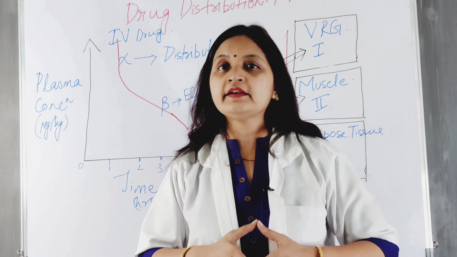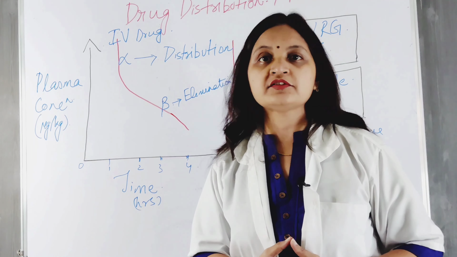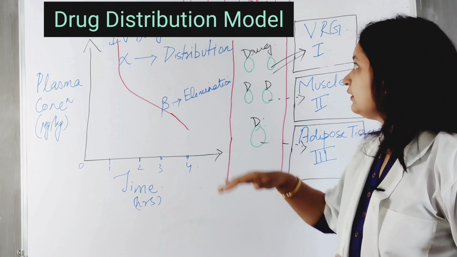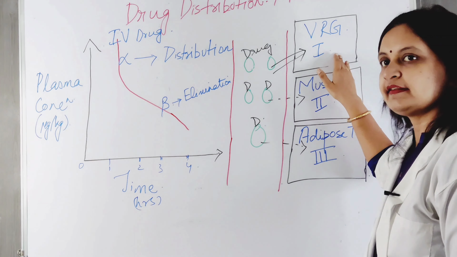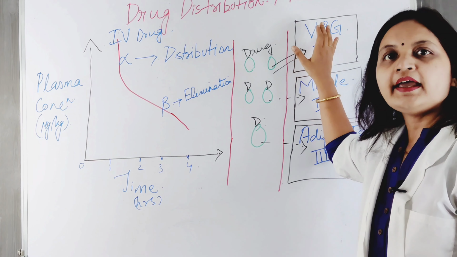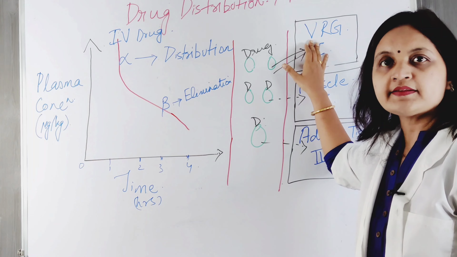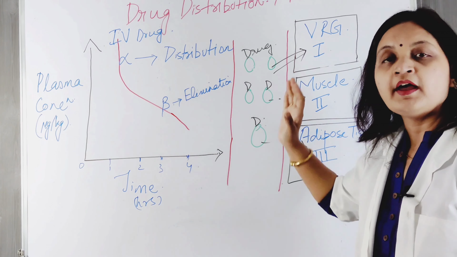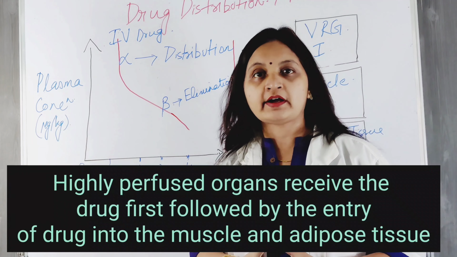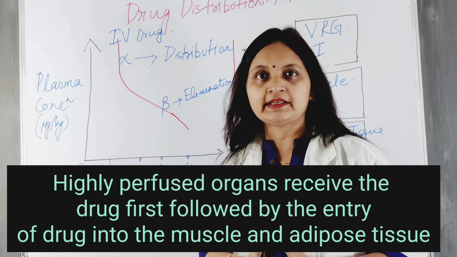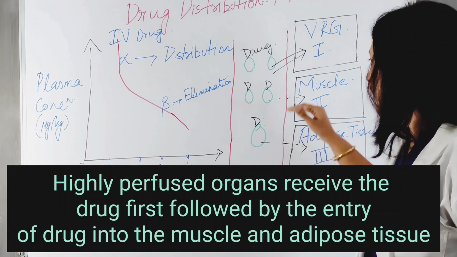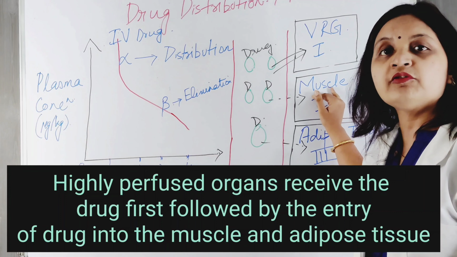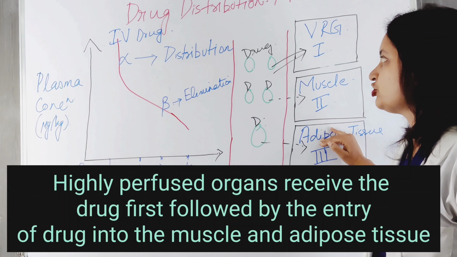To understand distribution, let's see the drug distribution model. The drug distribution model has a vascular compartment and an extravascular compartment. The extravascular compartment comprises the vessel-rich group, which includes highly perfused organs such as liver, heart, lungs and kidney. This is the first reservoir. The second reservoir is the muscle and the third reservoir is the adipose tissue.